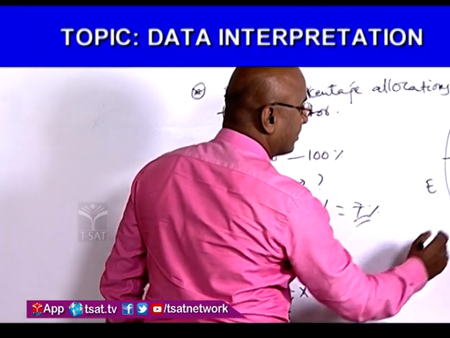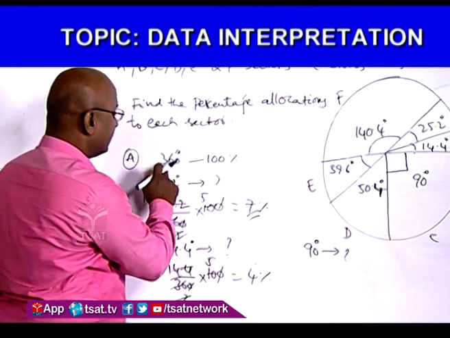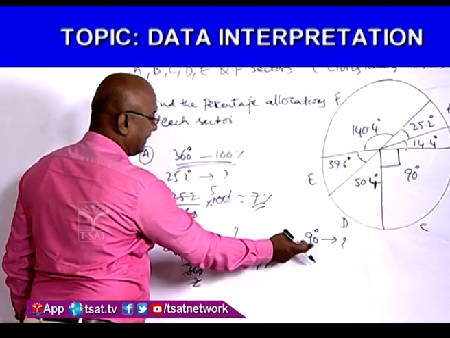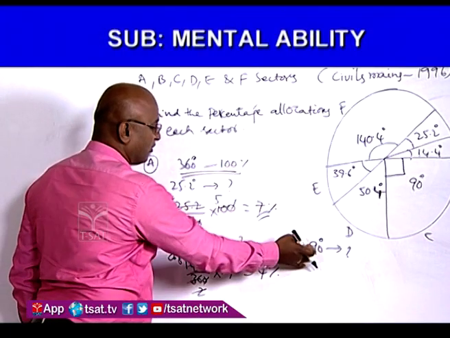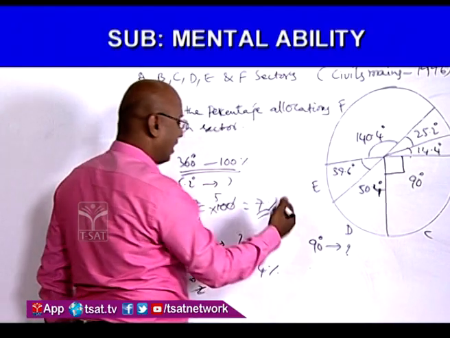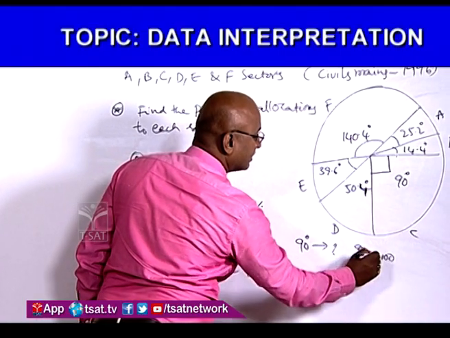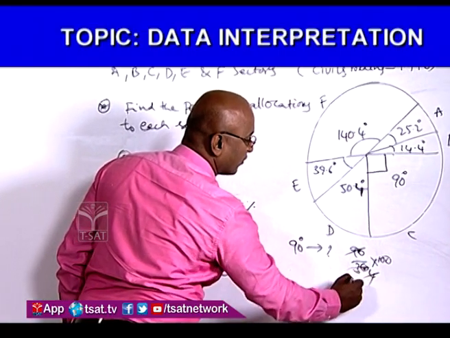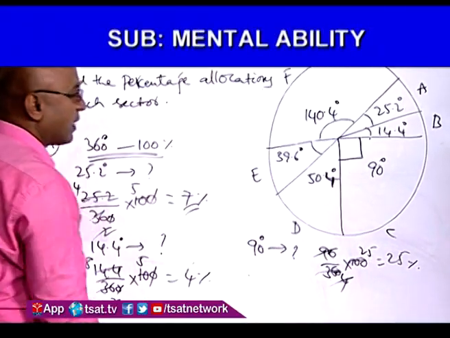Similarly, C. What is the value of C? 90 degrees. 90 degrees, how much? If 360 degrees is equal to 100%, then 90 degrees, how much? 90 by 360 into 100, or it is 1/4 of this. That is why it is also 1/4, that is 25%. Or otherwise, 90 by 360 into 100, so 4 ones, so 4 twenty-fives. That is equal to 25%.